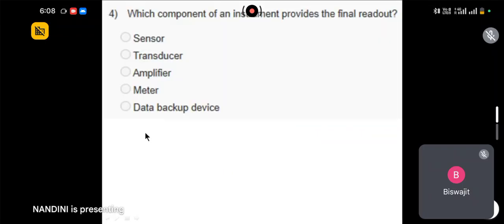So here the question is, which component of an instrument provides the final readout? Which one basically provides the final readout? Yeah, the meter provides the final readout. Meter is the answer.